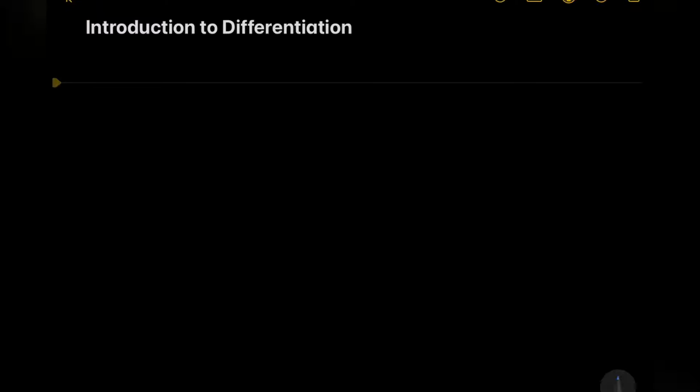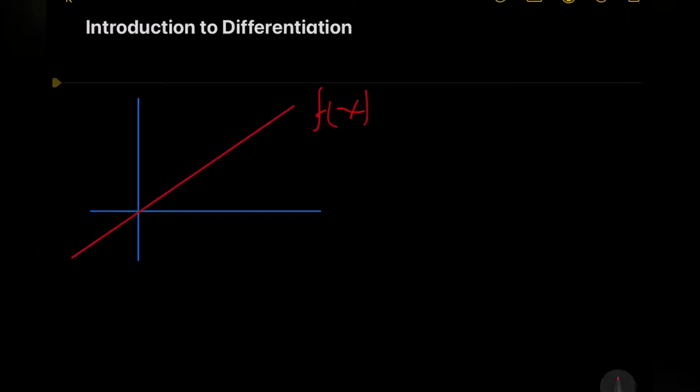In the introduction to calculus video, we talked about differentiation, and we said that differentiation was the rate of change of a function or the gradient of a function. So we showed the function y equals x, where the function y equals x looks something like this. So our f of x is equal to x. And we proved that the derivative of this was 1 by finding the gradient of this function here.